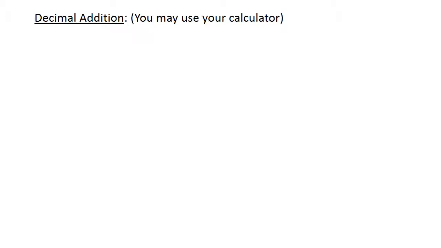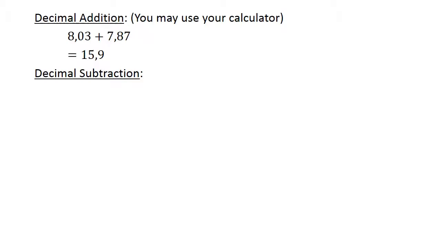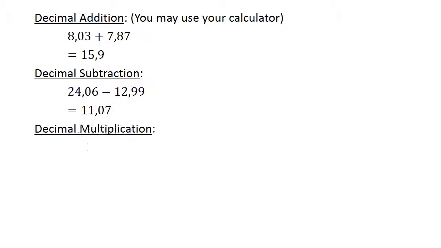Decimal addition, you may use your calculator to check all answers. 8,03 plus 7,87 equals 15,9. Decimal subtraction, 24,06 minus 12,99 equals 11,07. Decimal multiplication, 0,37 times 0,24 equals 0,0888.